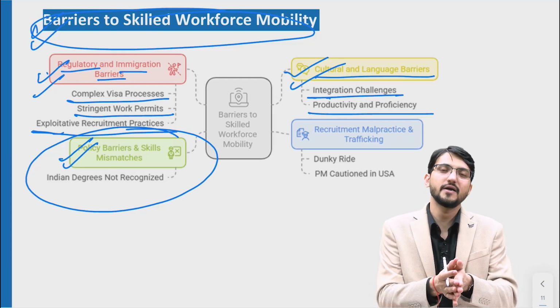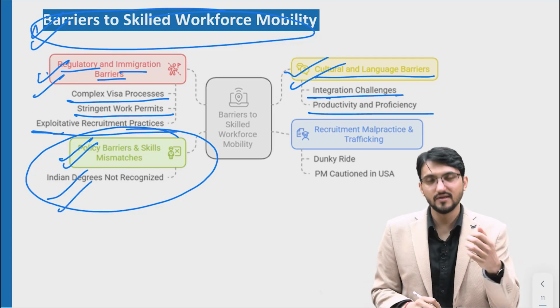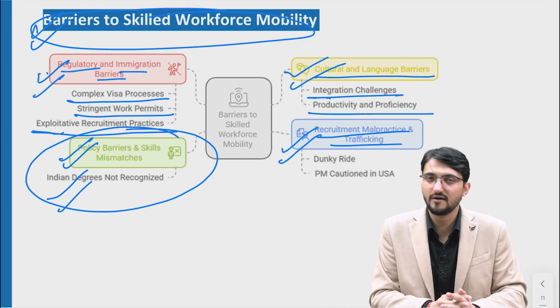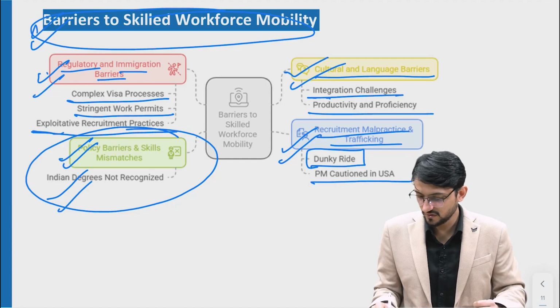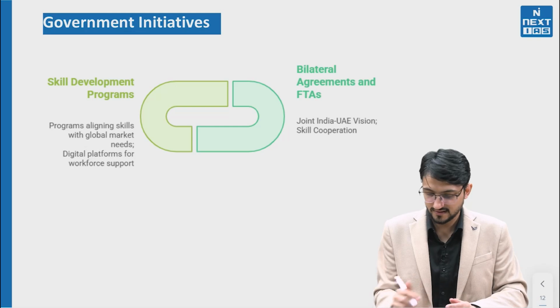Now we have policy barriers and skill mismatches. Degrees from India are not recognized everywhere. So we need to have an agreement on degree recognition. And further, we have recruitment malpractices and trafficking. This donkey ride to the US is also an issue. And the PM also talked in the USA about trafficking and other things.